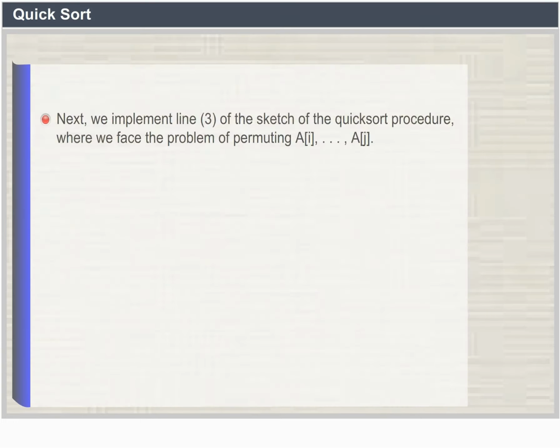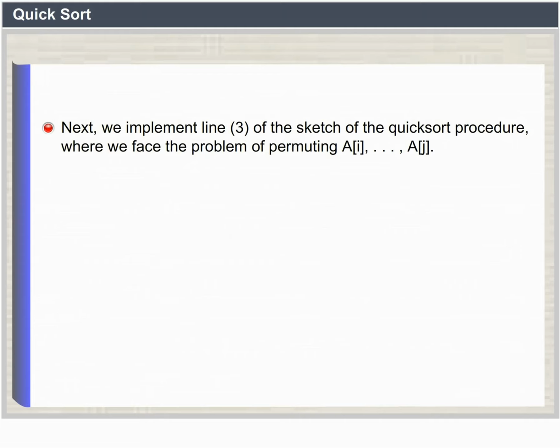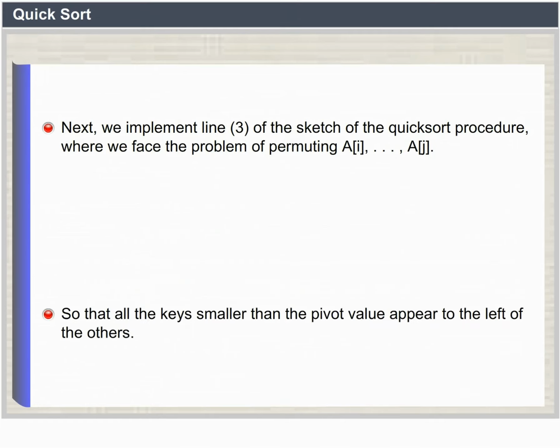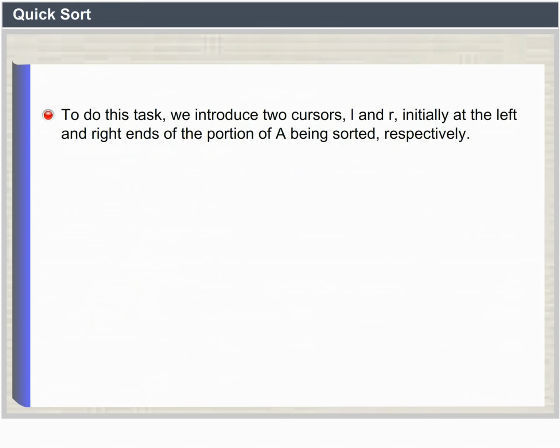Next, we implement line 3 of the sketch of the quicksort procedure, where we face the problem of permuting A[i] to A[j], so that all the keys smaller than the pivot value appear to the left of the others. To do this task, we introduce two cursors L and R, initially at the left and right ends of the portion of A being sorted respectively.